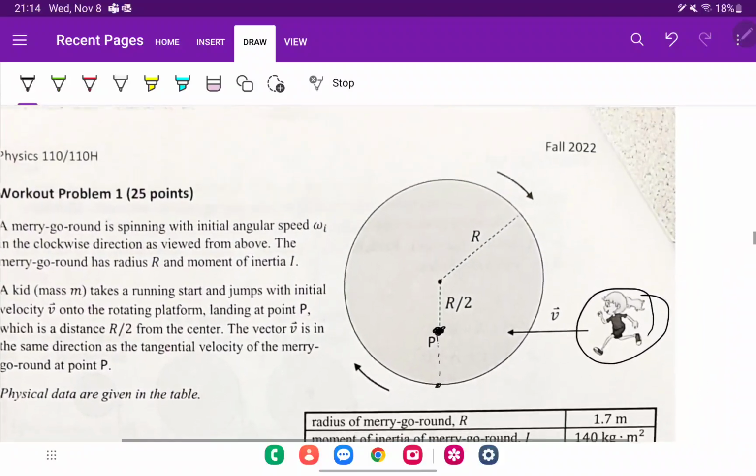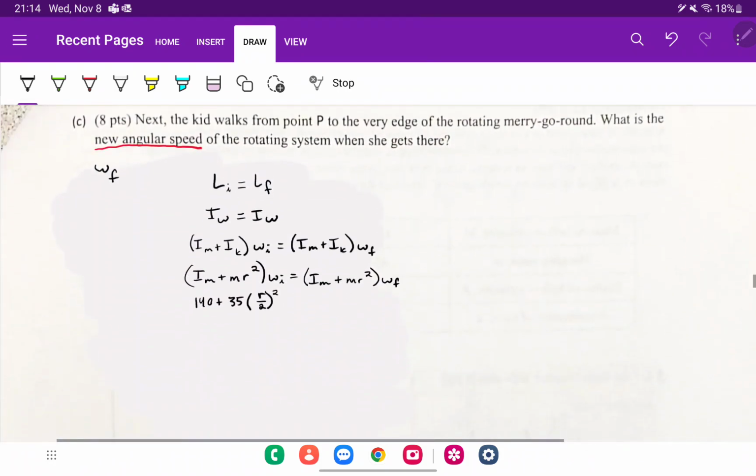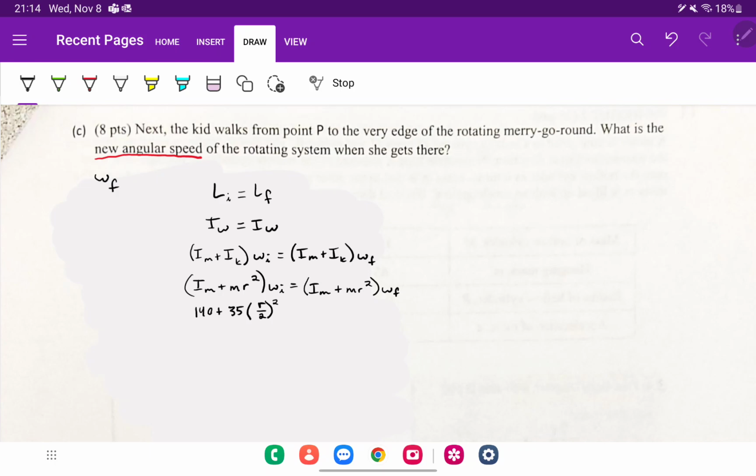To visualize that, I'll go back to our image. So when she jumps on it, she's at point P, which is at a distance R over 2 from the center, not a distance R. So that's where we plug R over 2 into that R.